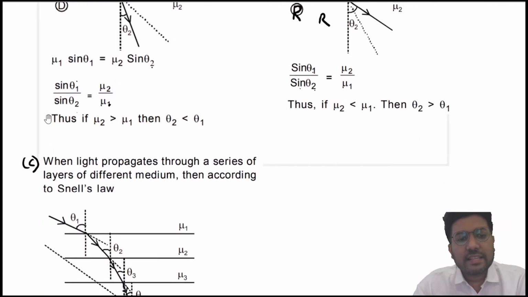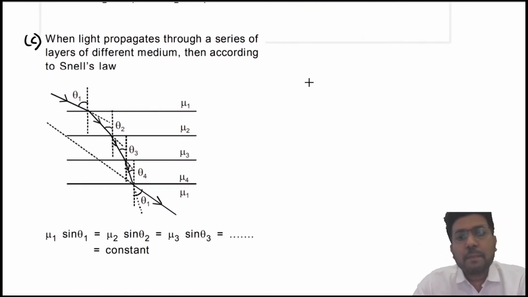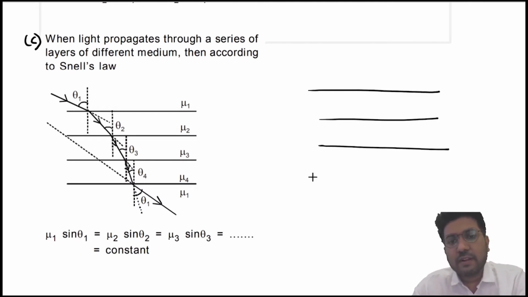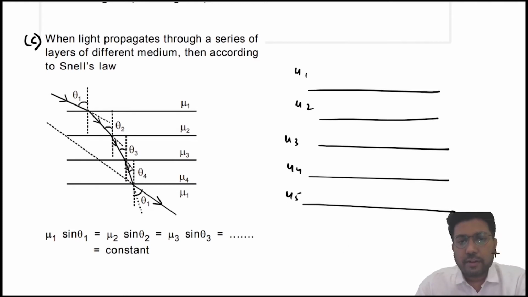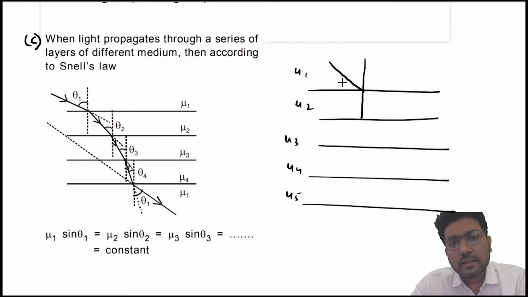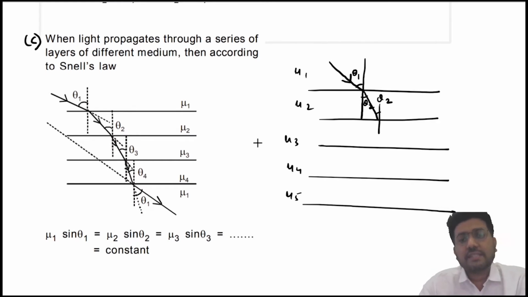Now the next case is when there are multiple parallel surfaces. When there are multiple parallel surfaces, in that case what will happen? See, suppose this is mu1, mu2, mu3, mu4, mu5, whatever. Okay, and here what you will say is, see, this angle is suppose theta 1, then this angle will be theta 2. But if this angle is theta 2, this is also theta 2 because they are parallel surfaces and these are alternate angles. Similarly, then this angle becomes theta 3, this is also theta 3, right?